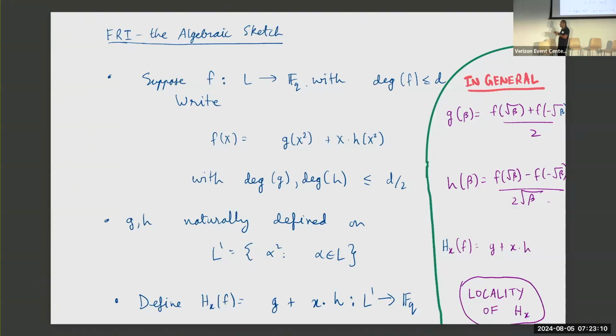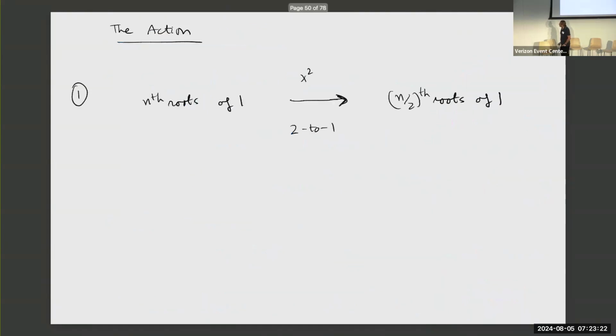Okay, so if we want to do such a thing in all finite fields, we need a lot of miracles to happen. These are not going to happen, but we will have to adapt what we ask and be a little flexible, and then maybe we'll be able to do it. So the action here, lots of things happen. We had the nth roots of unity mapping to the n over 2th roots of unity in a 2-to-1 manner by this map x squared, and then you could do it again. The do it again is the real miracle.